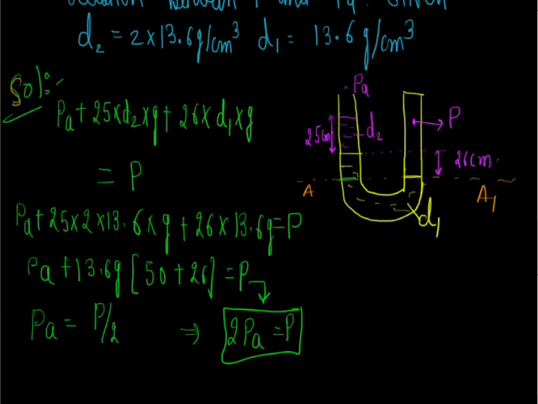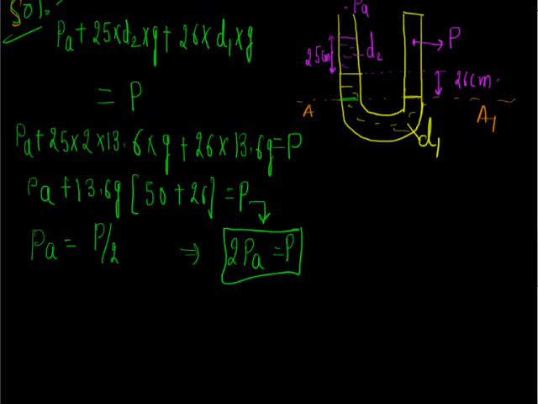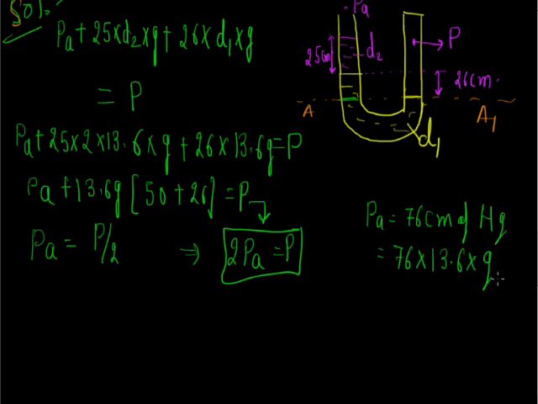There is also a simple solution: we know the atmospheric pressure equals 76 centimeter of Hg. So 76 into the density of Hg, 13.6, into g can be written as PA. So PA plus PA, 2PA, will be P. The simple calculation is 2PA equals P, and it was asked in the question to find the relation between PA and P.